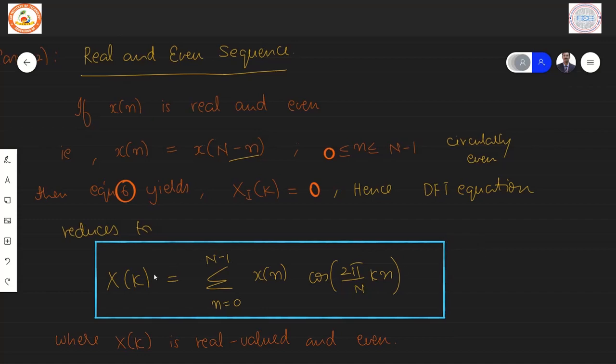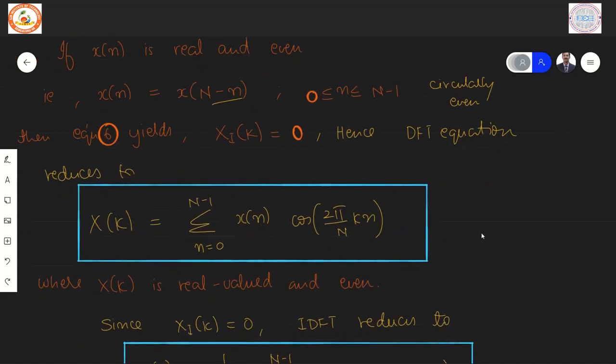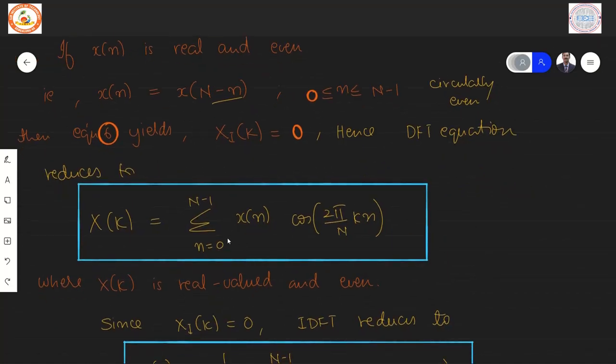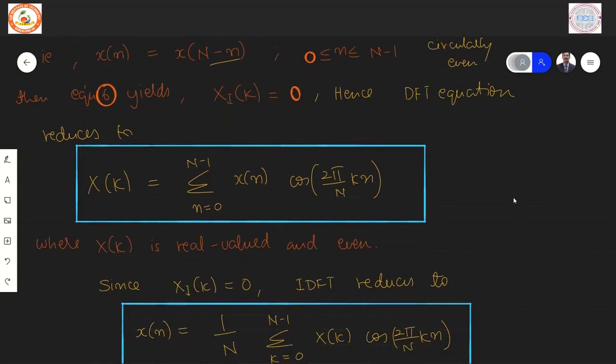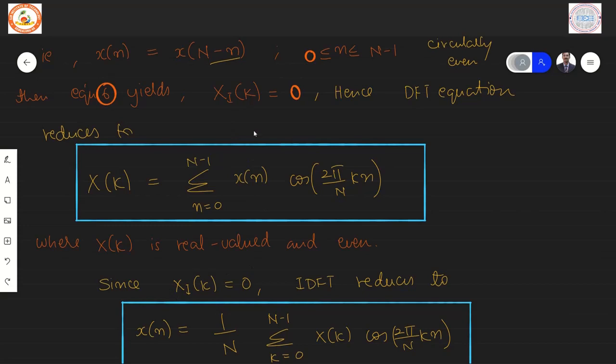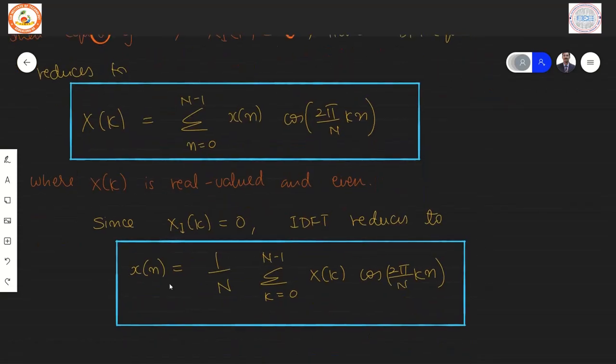Therefore, the DFT equation reduces to x of k is equal to summation n between 0 to N minus 1 x of n cos 2 pi kn by N. The sine term will not be present because we are considering only the real and even part of the input. Now x of k here is definitely real valued and it is even. Since we already know that xi of k is equal to 0, the IDFT equation also reduces to x of n is equal to 1 by N times summation k between 0 to N minus 1 x of k cos of 2 pi kn divided by capital N.